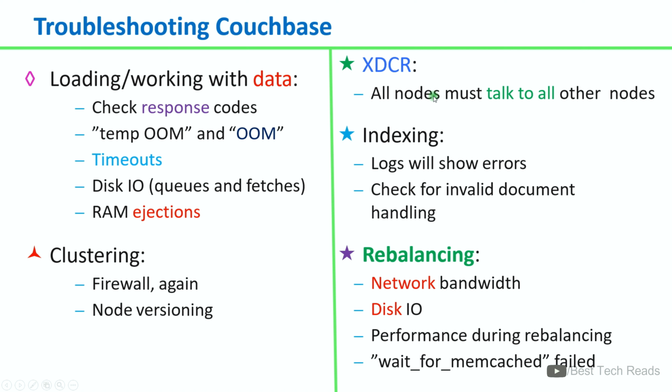For XDCR, all nodes must talk to other nodes. Make sure there is no firewall blocking between the source and target cluster nodes when you are configuring XDCR. For the indexing part, check the logs and check for invalid document handling.